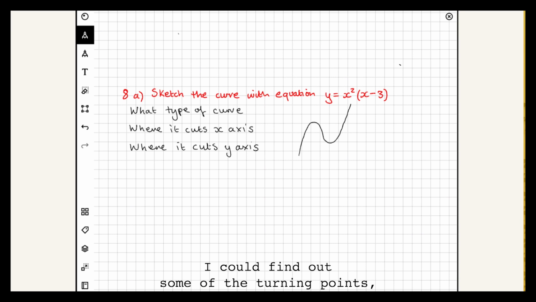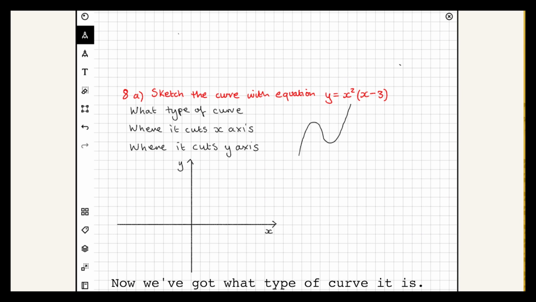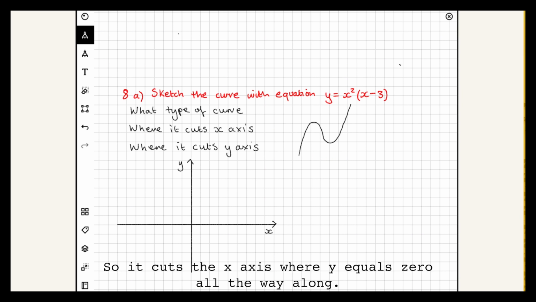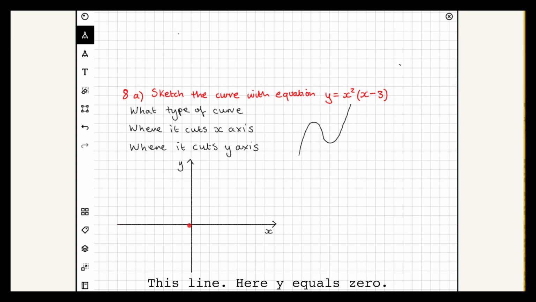I could find out some of the turning points, but to sketch it, we don't really need to know that. So let's draw a grid. Now, we've got what type of curve it is. It's a cubic, as I say. Where does it cut the x-axis? It cuts the x-axis where y equals 0, all the way along this line here, y equals 0.